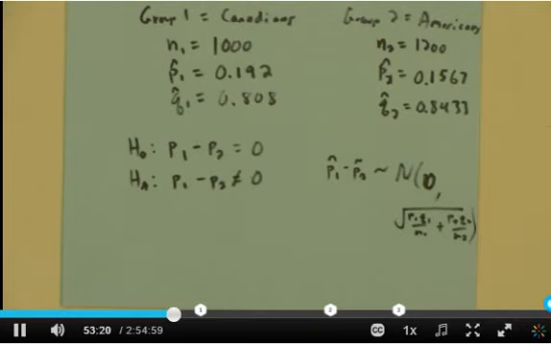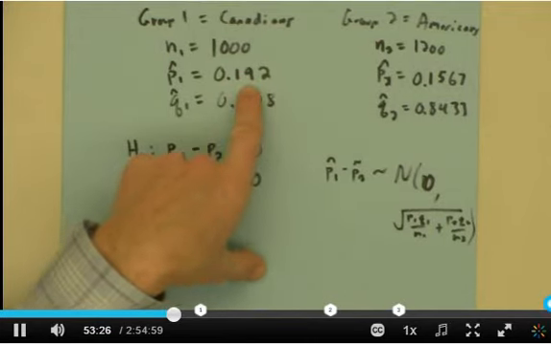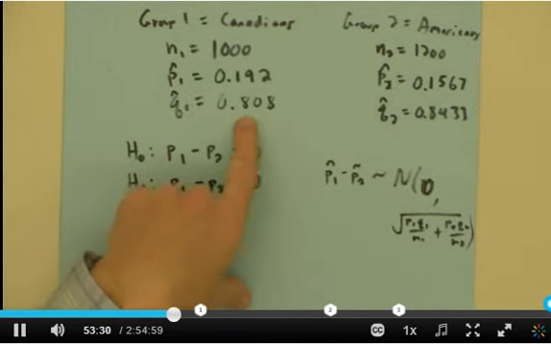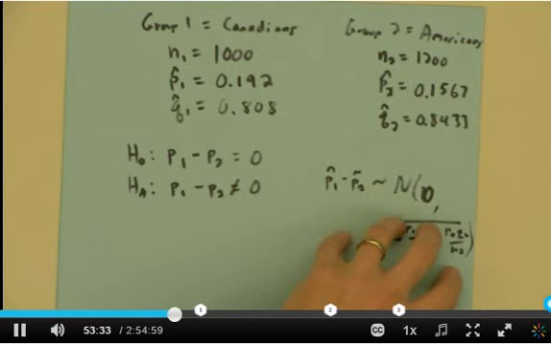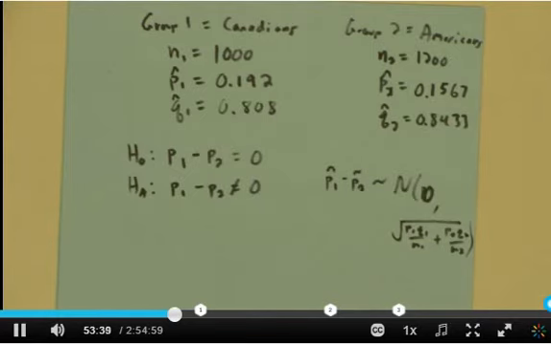I need at least 10 successes and at least 10 failures in each group. Well, I have 192 in group 1 and 188 in group 2, and I guess 808 and what would it be, 1,012. So each of those four numbers are bigger than 10, well bigger than 10 in fact. So this satisfies the successes and failures condition. That tells me that I can run my test.